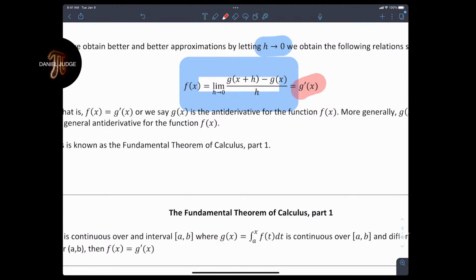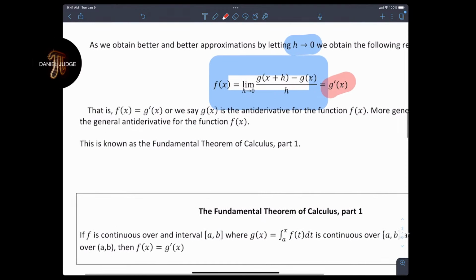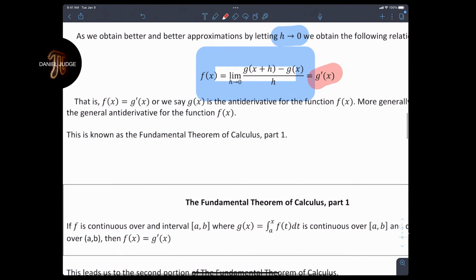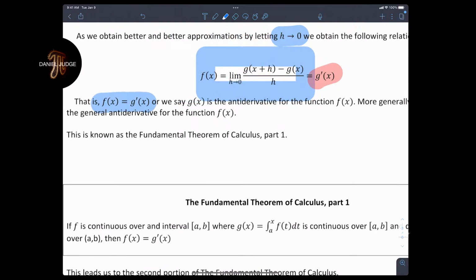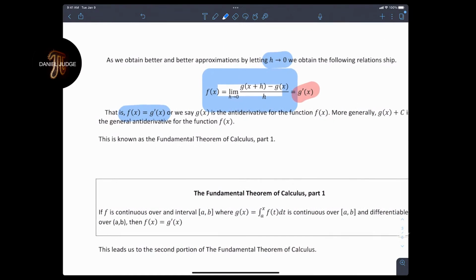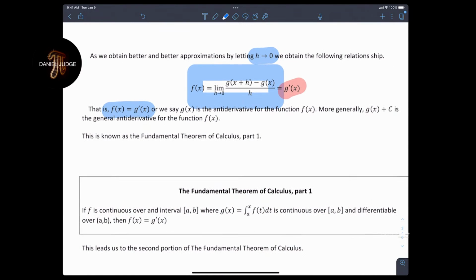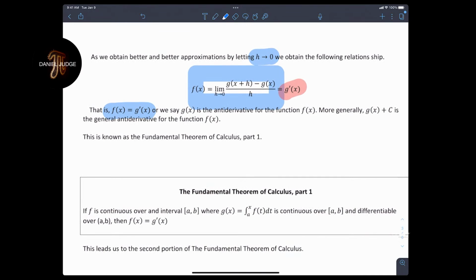So f is really g prime of x. Now, what that means is, specifically, since f is g prime of x right up in here, we say g is the antiderivative for the function f. That's the definition of the antiderivative. But the more general definition of the antiderivative is g of x plus c. And this is what we're saying right in here.